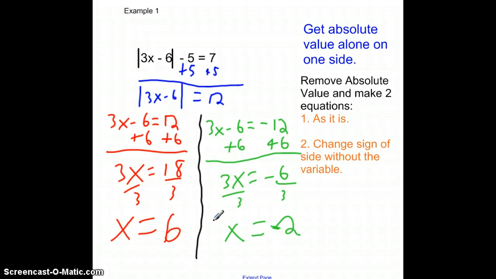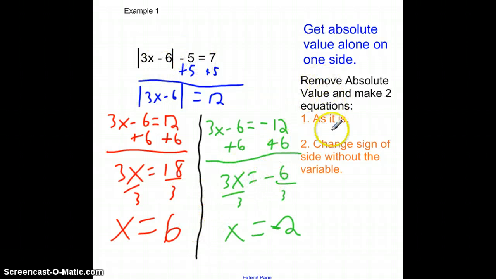If you plug them back in, look what you get. Let's start with the green one. 3 times negative 2 would give you negative 6, and the absolute value of negative 6 is positive 6. Then 6 minus 5... sorry, taking the absolute value of negative 12 gives positive 12, and 12 minus 5 gives us 7. Now do the 6: 6 times 3 would be 18, 18 minus 6 is 12, and 12 minus 5 is 7. So you see how they both work out.